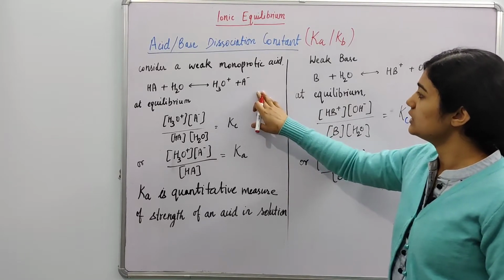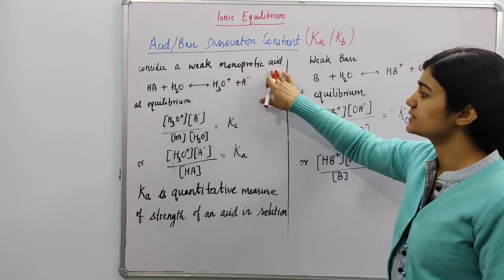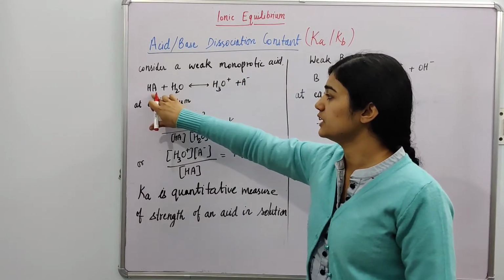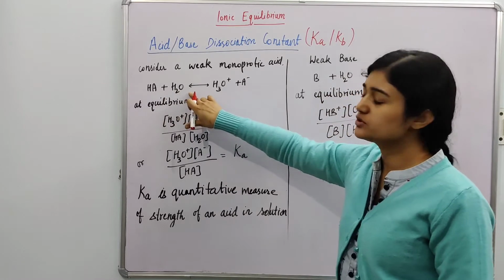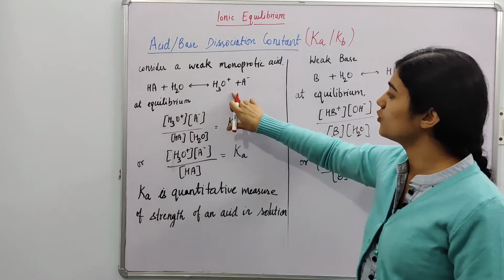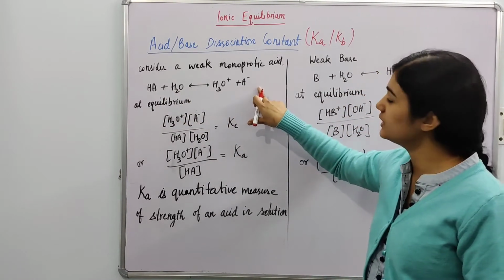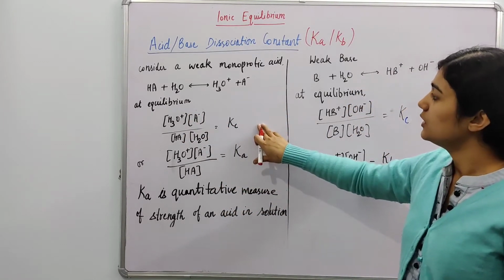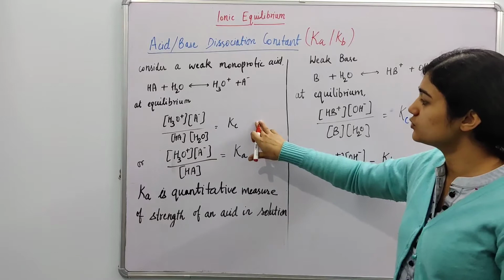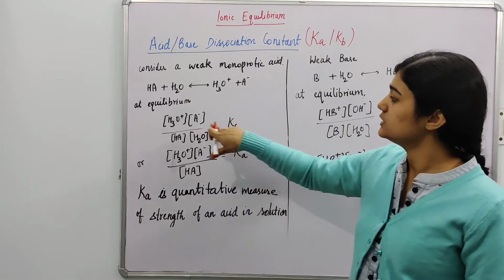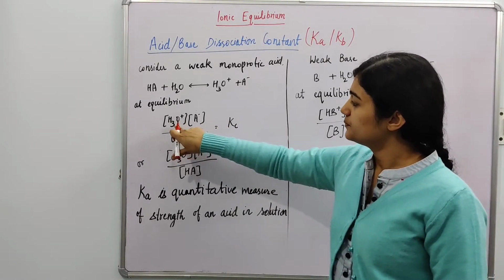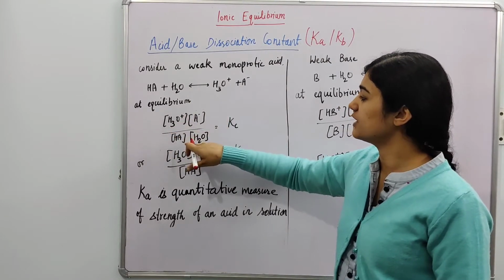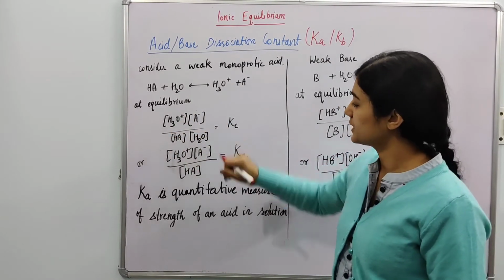So let's take an example of a weak monoprotic acid. A general monoprotic acid has been written here, HA. When an aqueous solution is formed, two ions are formed, H3O+ and A-. At equilibrium, as you have already studied, the equilibrium constant Kc is equal to the ratio of the product of concentrations of products divided by that of reactants.